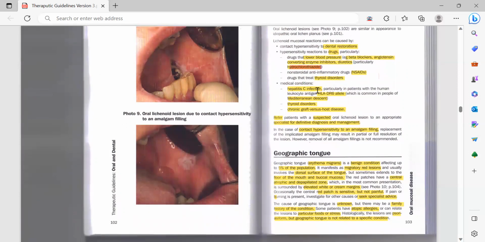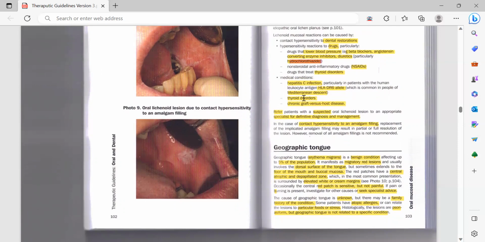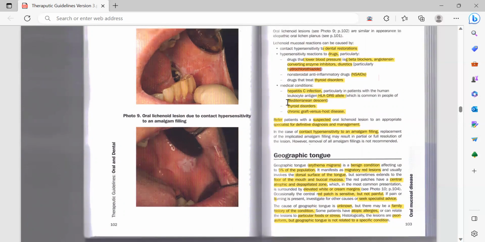Then, the medical condition which can make you more prone to a lichenoid reaction is hepatitis C infection, particularly in patients with the human leukocyte antigen HLA-DR6 allele. Okay, and if they have a thyroid disorder or chronic graft versus host disease. So for the thyroid one, you can remember that if the patient has a thyroid disorder, then he must be taking thyroid drugs, right? So in both cases, the chances of a lichenoid reaction increase.